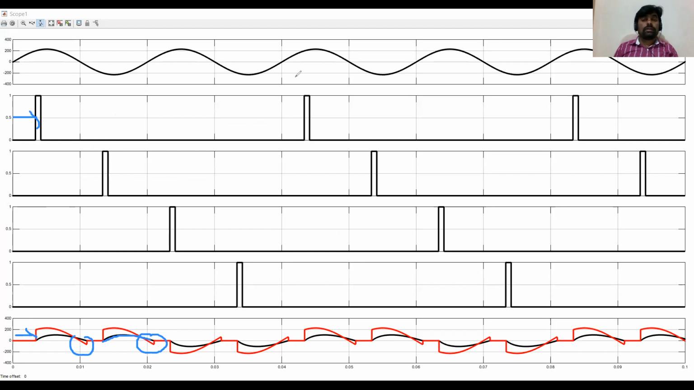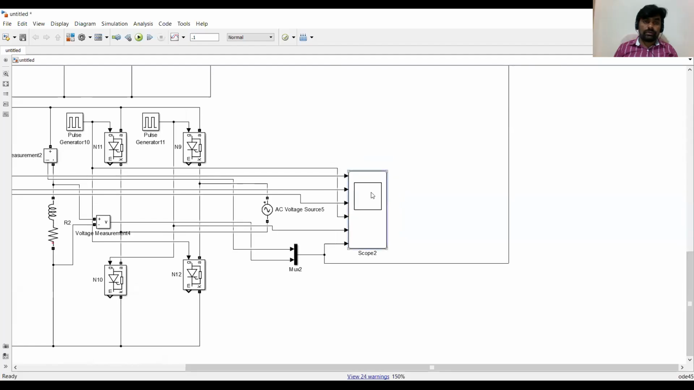Right? Similarly, you can see at alpha equal to 90 degrees. The last scope will give the value at alpha 90 degrees, right? So this is alpha 90 degrees, right? So in two input cycles it is completing only one output cycle. That is why the output frequency is 25 Hz.